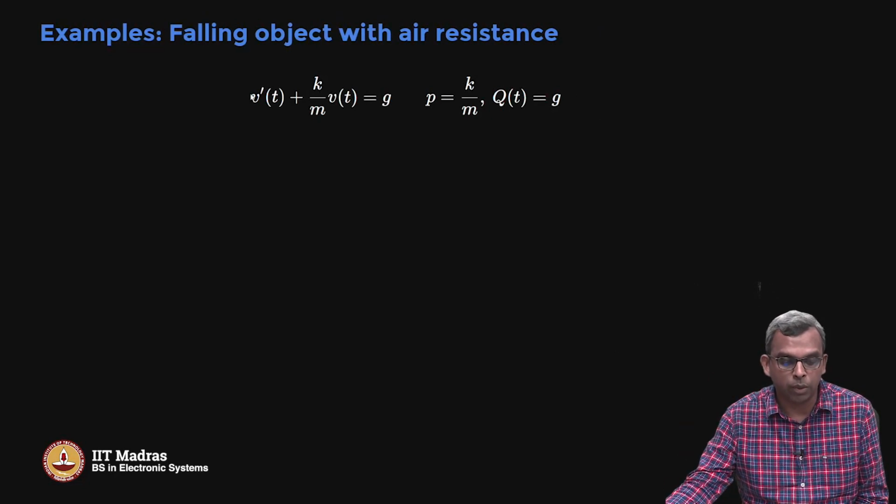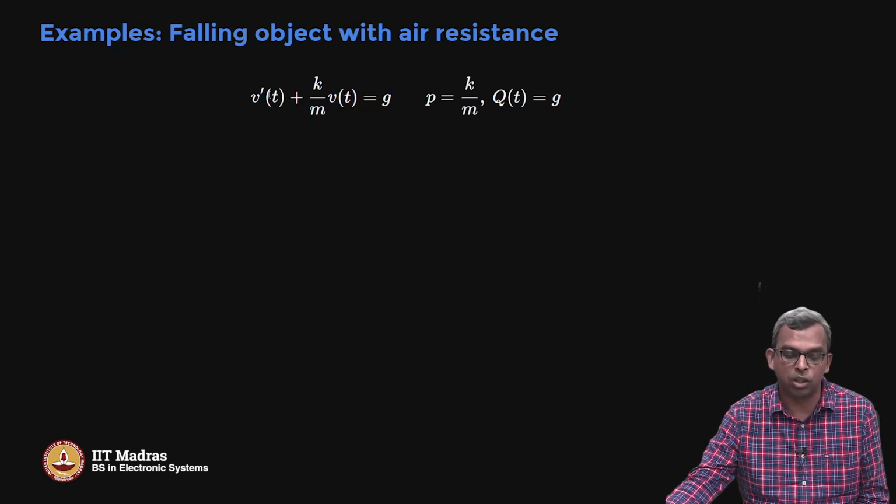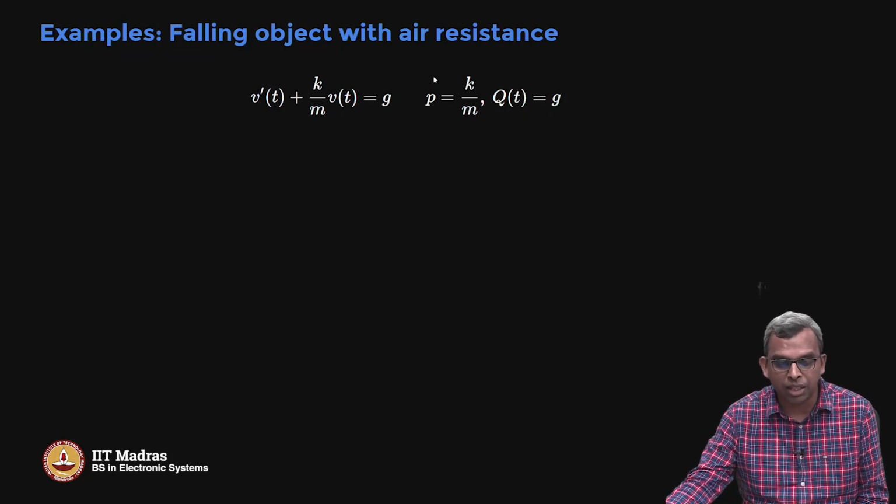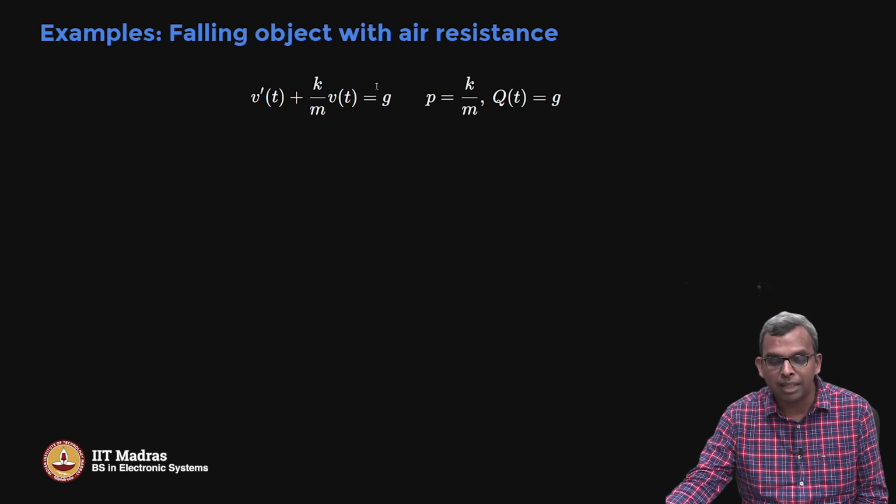So, this was our equation, v prime of t plus k by m v of t equals g. If you remember, v is the velocity at time t, and there was the air resistance which was proportional to the velocity v and all that, and we wrote this equation. Now, in this equation, you can identify that small p is k by m, isn't it? And q of t is actually a constant g. Okay, this is just going back to identifying what it is. Instead of f of x, we have v of t, and then instead of p, we have k by m. Instead of q of x, we have g. Okay, that q of t is g.